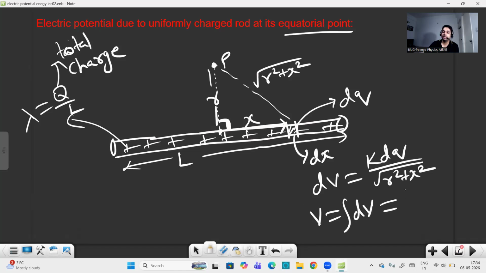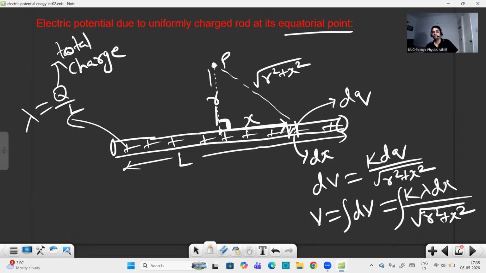So it will be k dq is lambda dx divided by root under r square plus x square. Correct? And the limit is minus L by 2 to plus L by 2. But the question arises, how to integrate this? Whenever we have to integrate this type of term, we have to use the integration by substitution method.